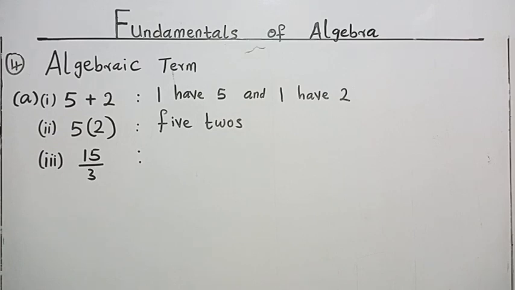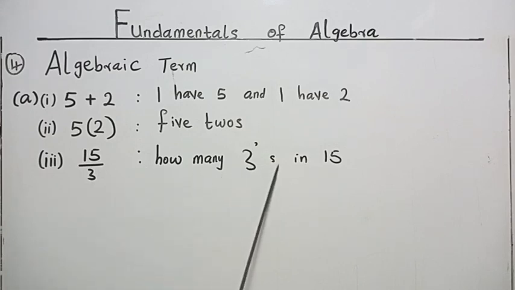Anyway, let me interpret it. After I interpret it, you will tell me whether it is a term or not. On your own part, can you interpret 15 over 3? Let me give it one of its meanings. The meaning of 15 over 3 is 3 in number. One of its meanings is how many 3's in 15. That is, if somebody says 15 over 3, he's simply asking you how many times you can get 3 out of 15.